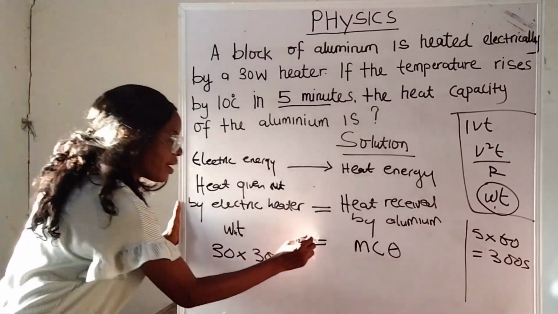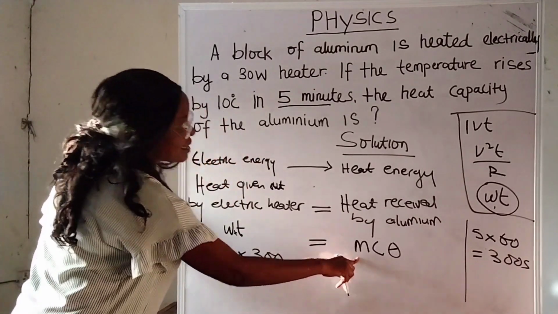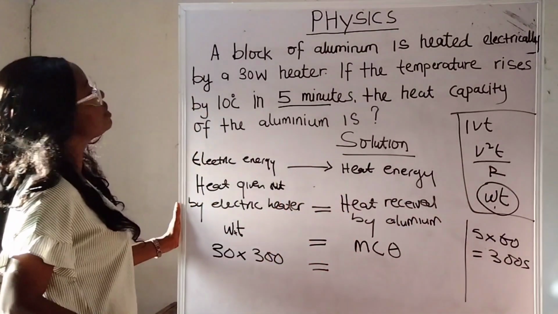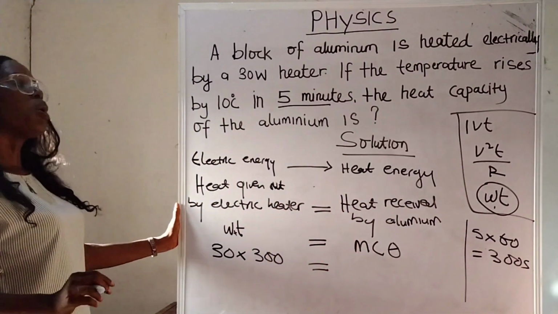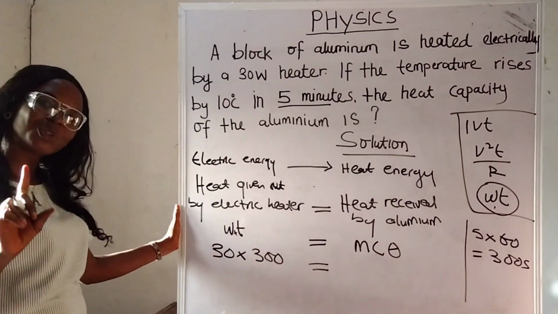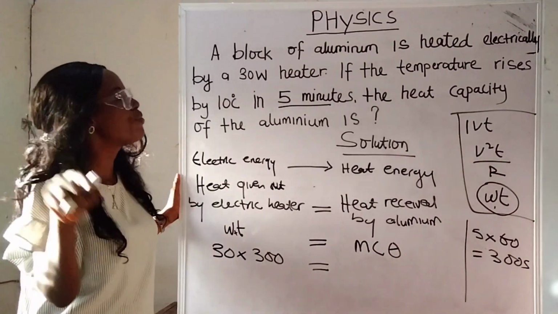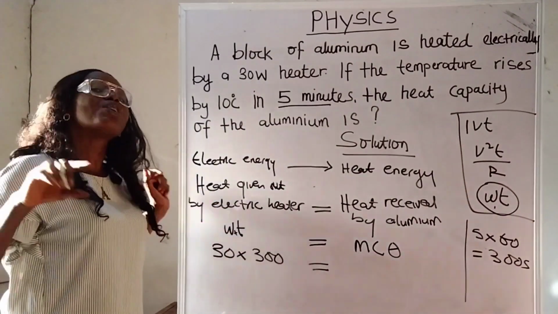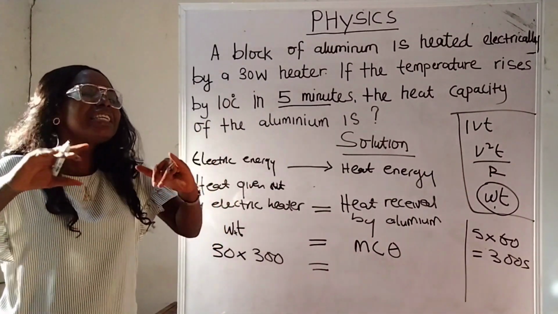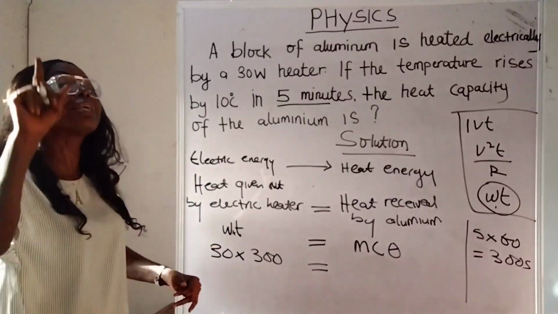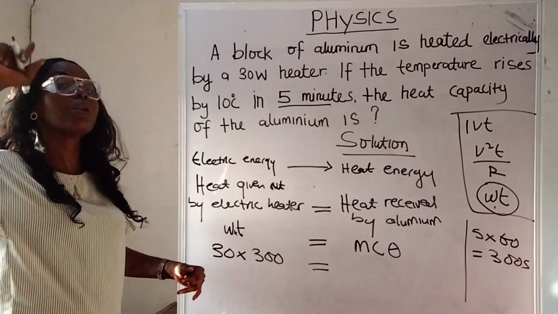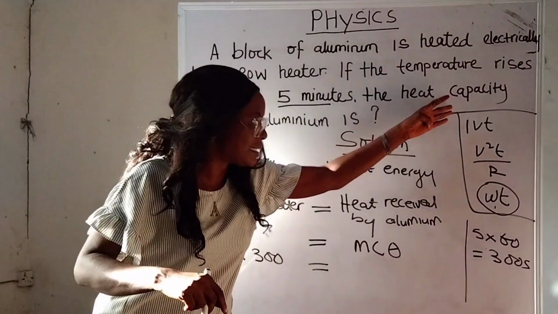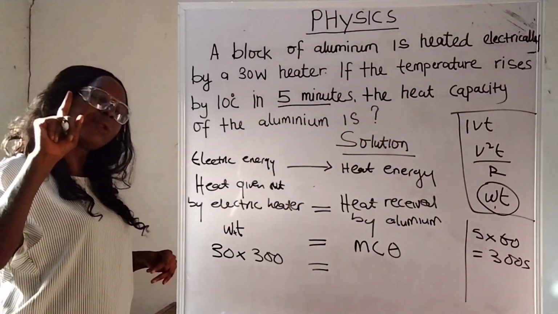Next is the mass of the aluminium. Did they give us the mass of aluminium? No. So how do we get our mass? I want you to know this. Because they asked us to find the heat capacity of aluminium, and the specific heat capacity of any object is the heat required to raise 1 kilogram, that's one mass, 1 kilogram of that object. So because they asked us to find the heat capacity, the mass will be 1 kilogram.